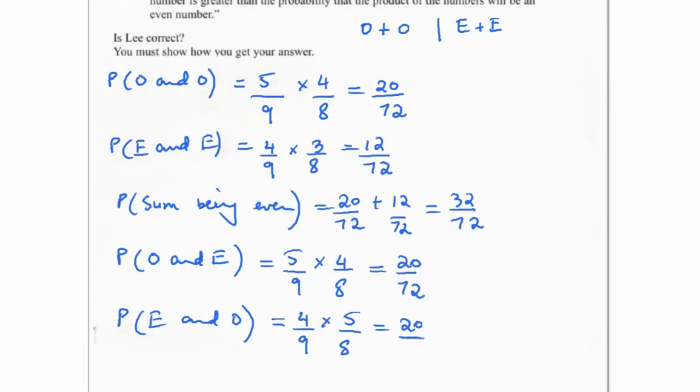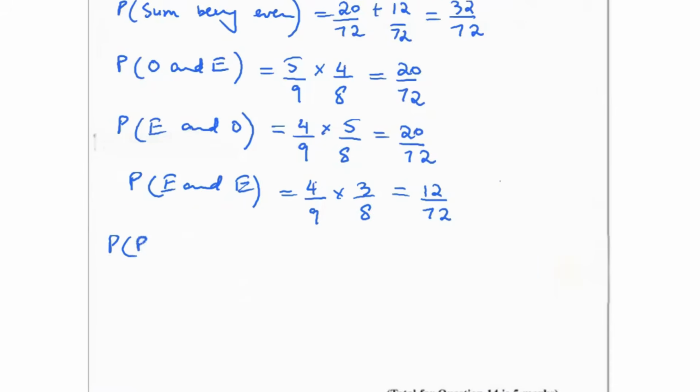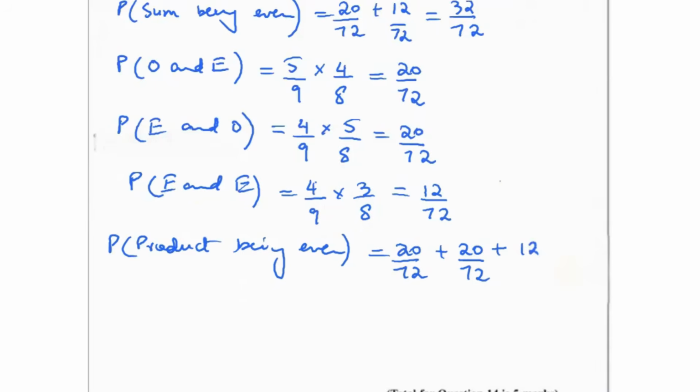Again, 20 over 72. Another way we can get an even number in the product is if we multiply even with even. So that's 4 out of 9 times 3 out of 8, which is 12 over 72. So the probability of the product being even is going to be 20 over 72 plus 20 over 72 plus 12 over 72.